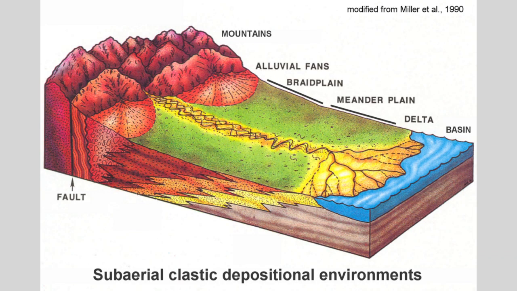So if we take a look at this diagram here, we have the sediment source. This is where the sand and the mud is made up here in the mountains. It's brought down, and part of it is deposited on the alluvial fans, and then you can continue down the alluvial fan into the braid plain, and then the braid plain becomes the meander plain, and then we get down to the deltaic environment. So all of these are sites of deposition that are above sea level.